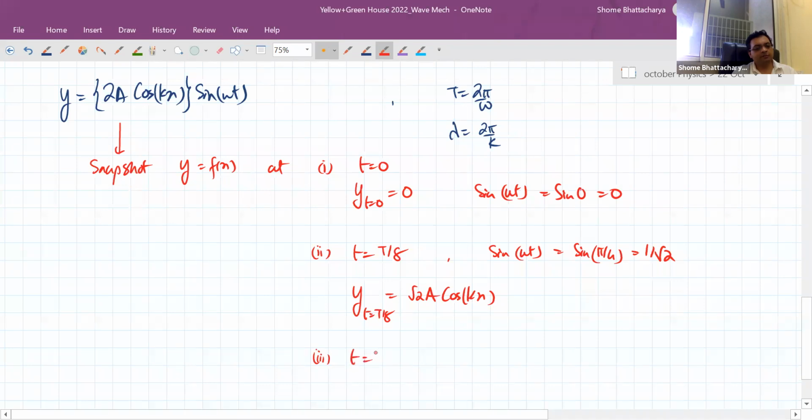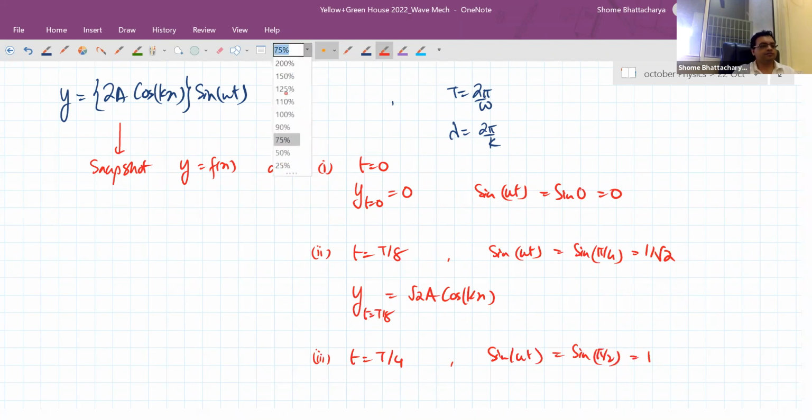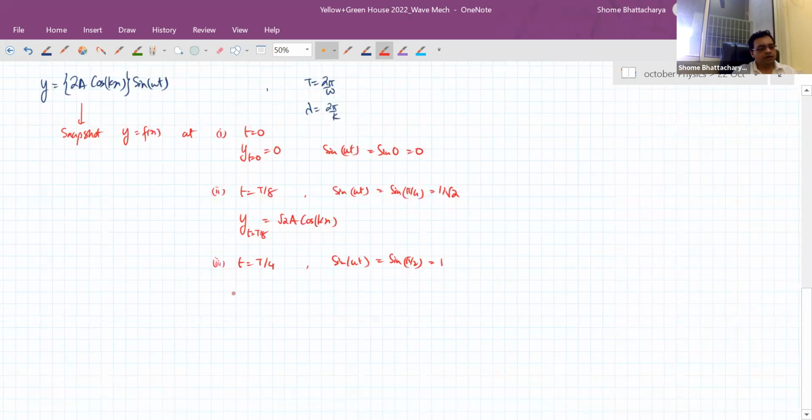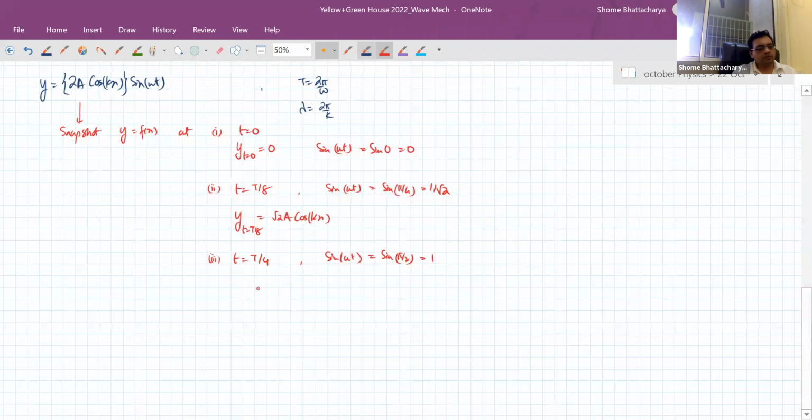Now, if we progress the time to 1/4 of the cycle, you can see the sine omega t term will become sine pi by 2. So it would have reached its maximum of 1. So y at t equal to 1/4 of the time period will become 2a cos kx. Then again, we plot the snapshot picture at another 1/8 time later.